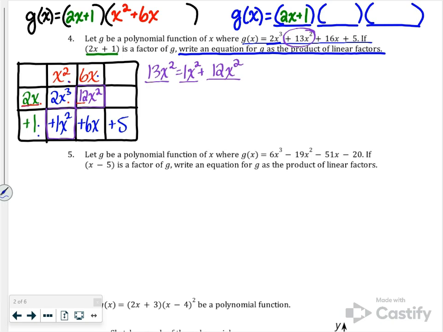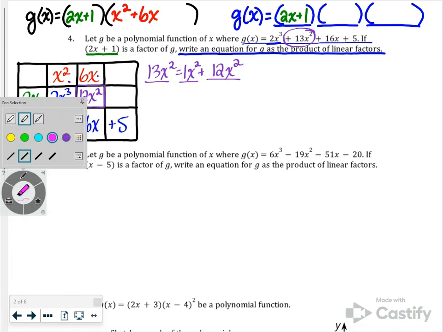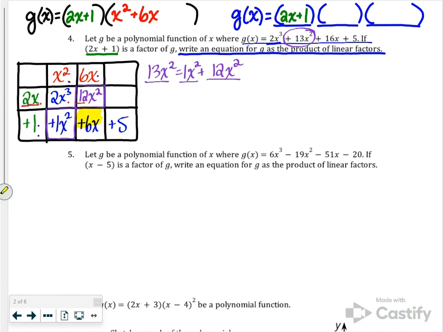And I can also tell you that this box, 6x, plus this box, has to be equal to 16x. So if I go over there and I say 6x plus something must be 16x, we can easily fill that in. 6 plus 10 is going to be our 16. So that means that last box has to be filled with a 10x.